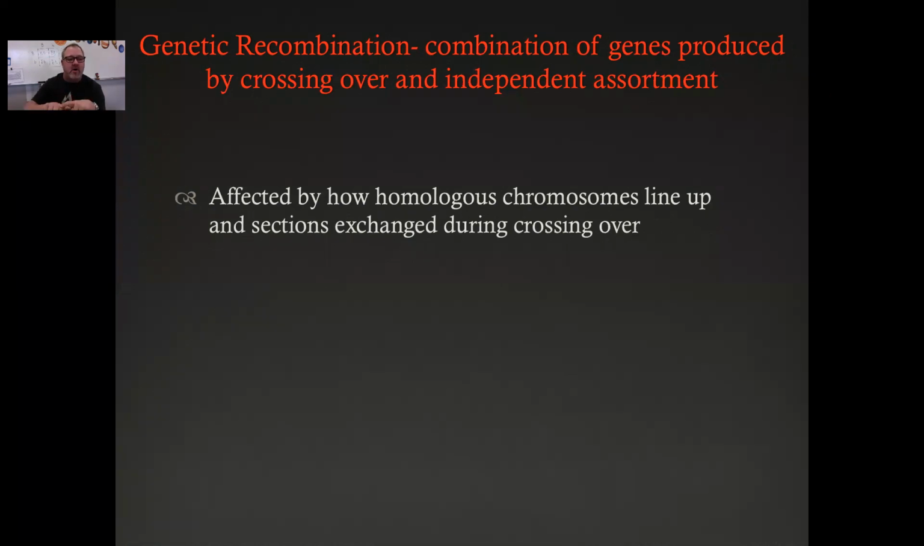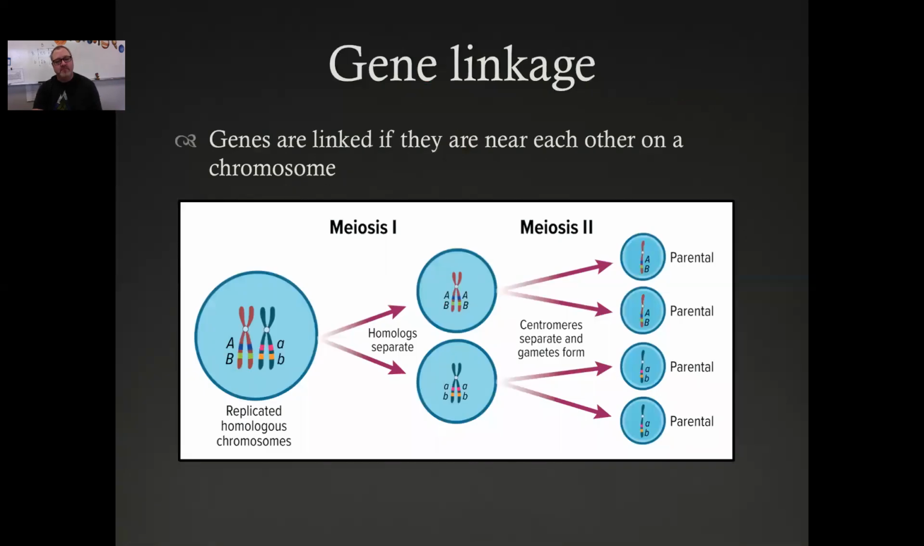Now, you remember crossing over, the two chromosomes cross over, and then a segment from one cuts off and attaches to a different segment. So there's that. And then how they line up on the metaphase plate and then subsequently are pulled apart. That's what causes independent assortment. Okay, those, again, are affected by how those homologous chromosomes are lining up, and how those sections of DNA are exchanged during crossing over, section of the chromosome, I guess I should say, okay?